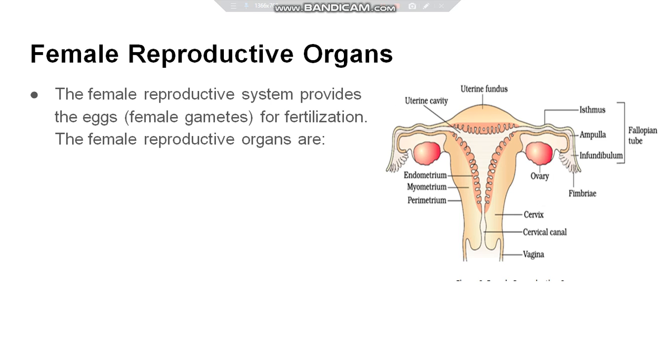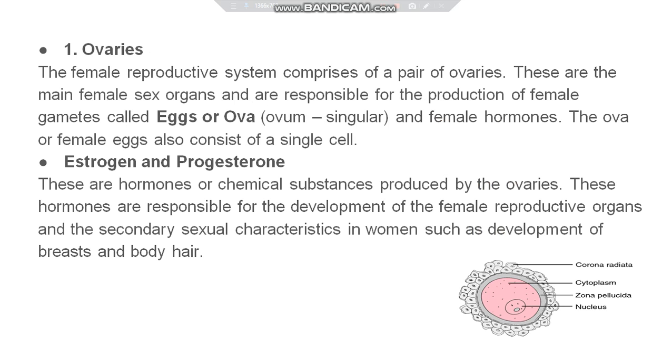Now, let us discuss female reproductive organs. The female reproductive system provides the egg, the female gamete for fertilization. The female reproductive organs are: first, ovaries. The female reproductive system comprises a pair of ovaries. These are the main female sex organs and are responsible for the production of female gametes called eggs or ova and female hormones. The ova or female eggs also consist of a single cell.